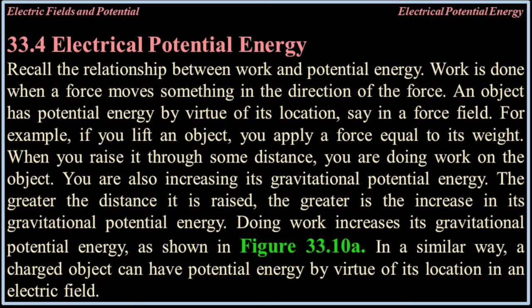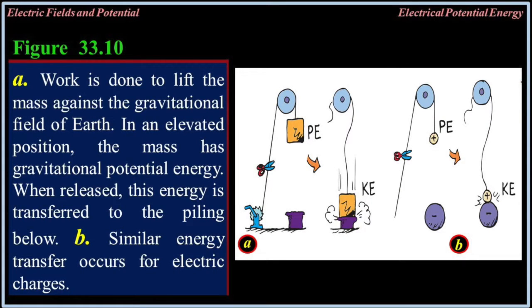Doing work increases its gravitational potential energy, as shown in figure 33.10A. In a similar way, a charged object can have potential energy by virtue of its location in an electric field.